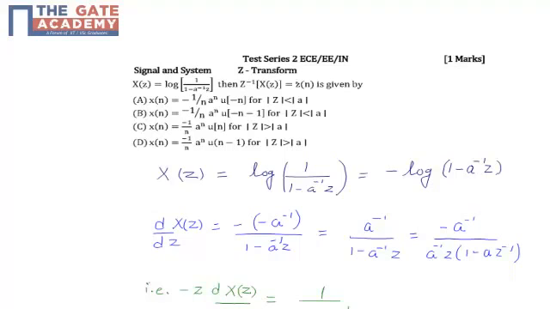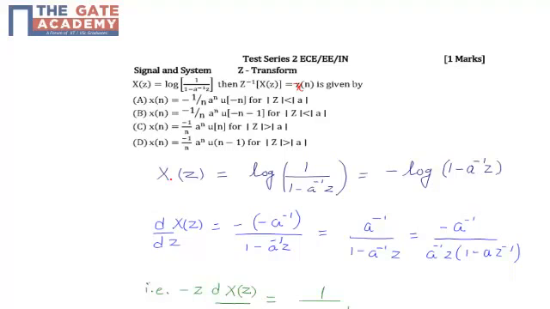Option A is x of n equal to minus 1 by n times a raised to n u of minus n for mod of z less than mod of a. Option B is x of n equal to minus 1 by n times a raised to n u of minus n minus 1 for mod of z less than mod of a. Option C is x of n equal to minus 1 by n a raised to n u of n for mod of z greater than mod of a, and option D is x of n equal to minus 1 by n a raised to n u of n minus 1 for mod of z greater than mod of a.